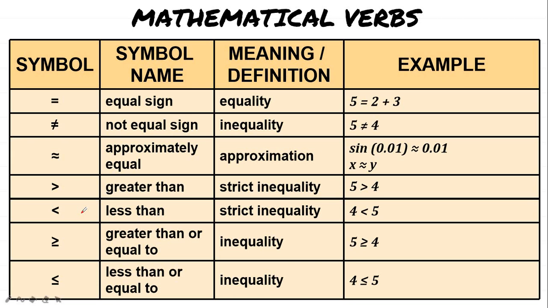Let's have some examples of mathematical verbs. We have the equal sign, of course, used for equality of two given expressions. So 5 and 2 plus 3, that is equal. We have the not equal sign, used for inequality of two numbers or two symbols. Then we have the approximately equal sign, used for approximation, and the greater than and less than signs. For strict inequality, 5 is greater than 4, while 4 is less than 5. Then greater than or equal to and less than or equal to are also used for inequality. So 5 is greater than or equal to 4, and 4 is less than or equal to 5. So those are the mathematical verbs.